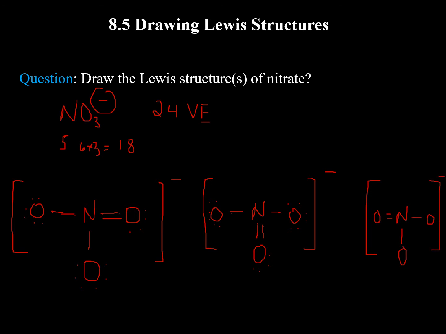Okay, negative charge, 2, 3, 4. I'll just draw all the electrons. And we'll talk in the next slide, but yes, these 3 structures are valid Lewis structures. The only difference between the 3 is the movement of the electrons in the double bond.